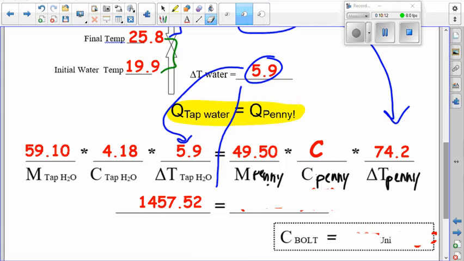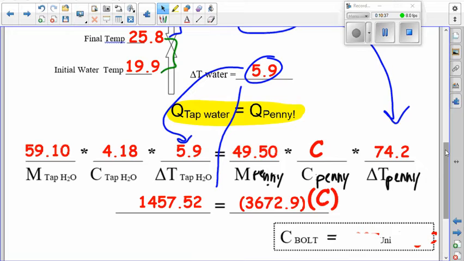1,457.52. Will someone plug in what 49.50 times 74.2 equals? Someone plug that in for me. 49.50 times 74.2. 3,672. There we go. And I'm going to just multiply that by C still. So I just kind of simplified things a little bit.